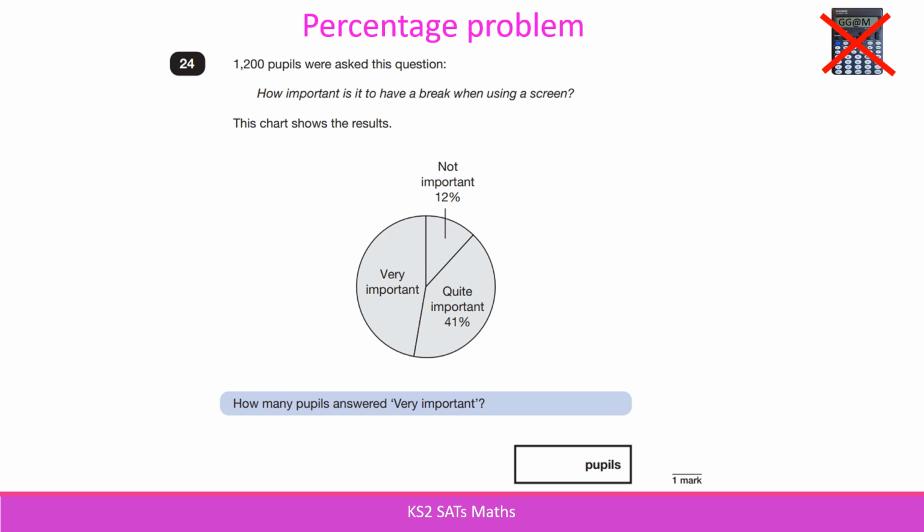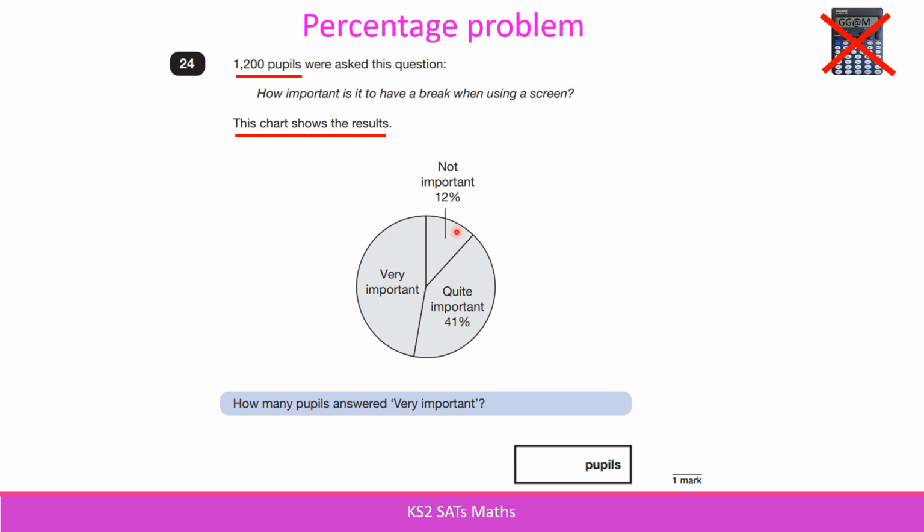This is a percentage problem question. You're told the key parts of the question: that you've got 1,200 pupils. And you're told that they're asked a question, but to be honest with you, that question is irrelevant. The important bit of information is what is shown in the chart. So this pie chart that you can see here is what is really important.